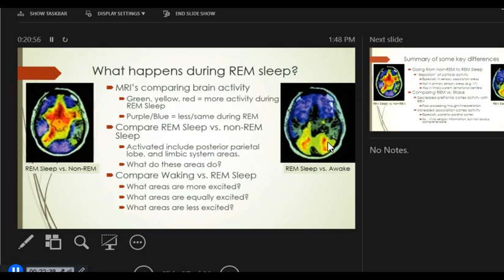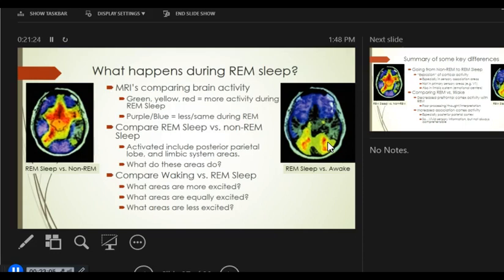I should probably rephrase this, because of what the figure is showing. If you are in red or yellow, that's indicating you're getting more activity during REM sleep than when you're awake. Whereas if you're blue, like this whole area up here, you're getting less activity in REM sleep versus when you're awake. So you can stare at these for a second.